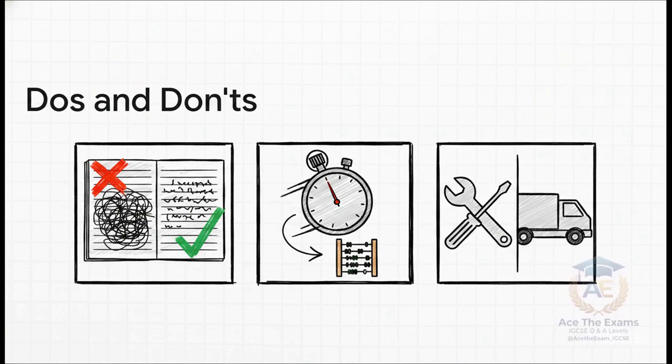Second, manage your time based on the question weightage. Please don't spend 20 minutes painstakingly formatting a 3-mark calculation. And finally, do not confuse revenue expenditures, like basic van repairs, with capital expenditures, like buying a brand new van. Mixing those up fundamentally breaks the accuracy of your statements and totally invalidates your final profit figures.